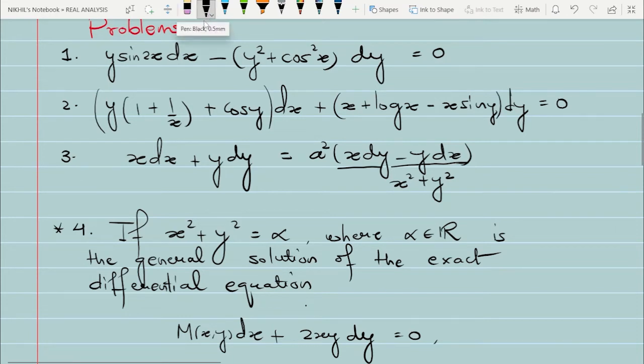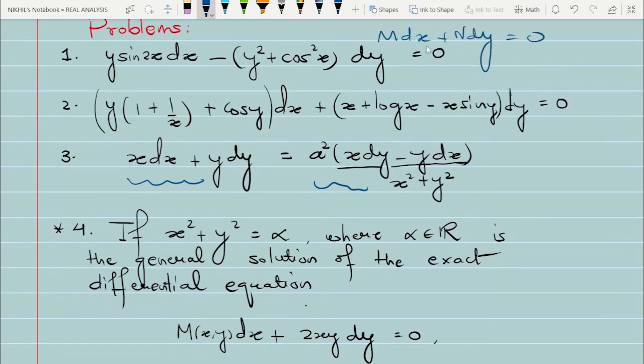In the third problem you have to manipulate the given equation, because in the first and second I directly have an equation of the form M dx plus N dy equals 0, but in the case of the third problem, it is not like that. So you have to manipulate the terms and reduce it to this form. Okay, so try to solve the third equation.